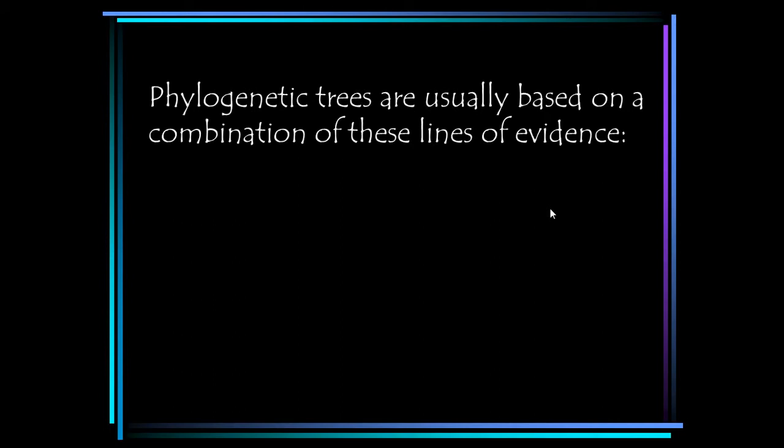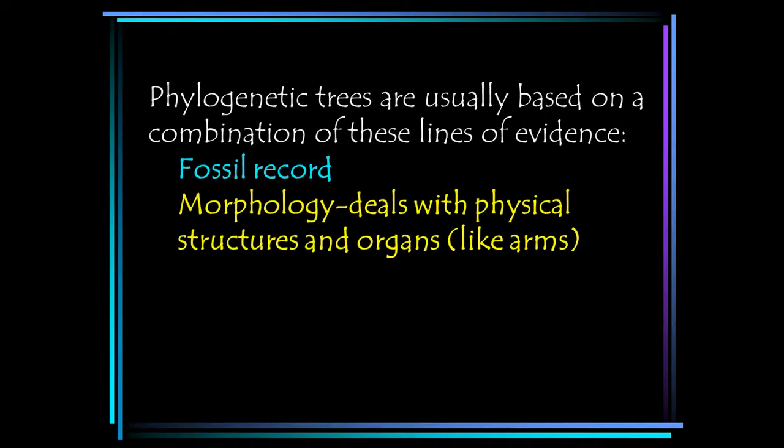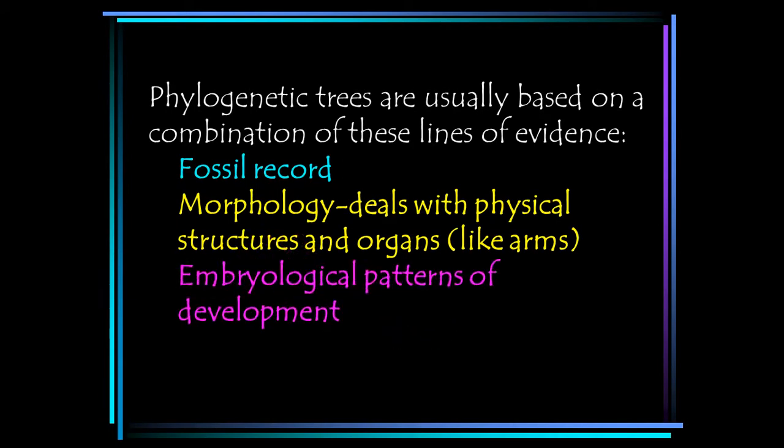Phylogenetic trees, which is what you just saw, are usually based on a combination of these lines of evidence. They can be based on fossil record. They can be based on morphology, which deals with the physical structures and organs of an organism, like what was the arm shaped like, what are the internal organs, what do they look like, where are they placed. Embryological patterns of development, which you'll see an example of in a moment. So how does the embryo develop into the full-blown organism? And chromosomes and DNA is also a piece of evidence used in creating phylogenetic trees.